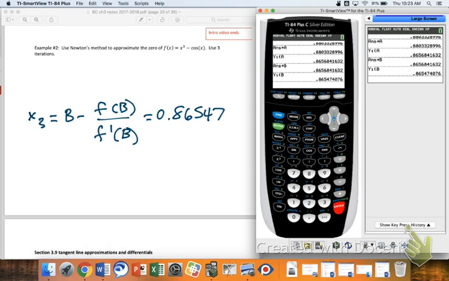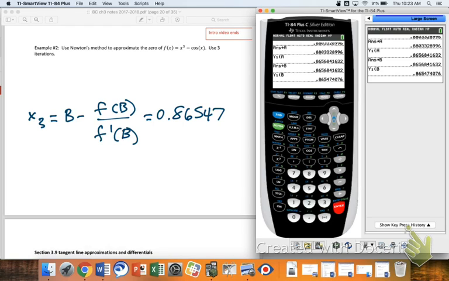0.86547. I don't know how close that is, but I'm guessing it's, do you see how it didn't move very much? Like when you start to get really close, the decimal is not going to really jump too far. And you can see we've gone from like 0.88 to 0.86547. So we've got to be pretty close right now.